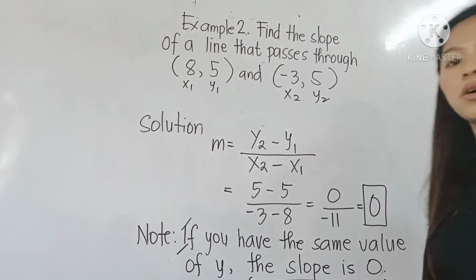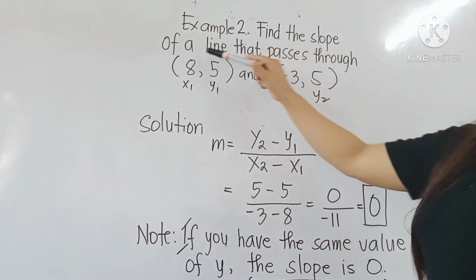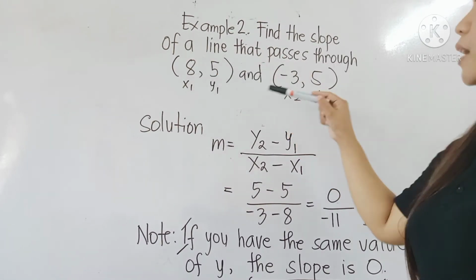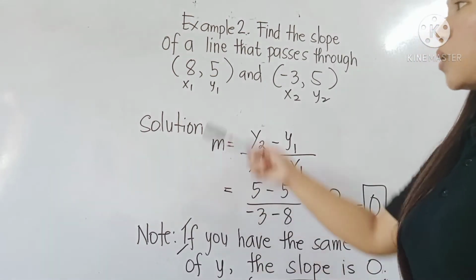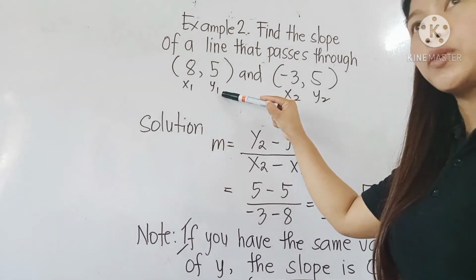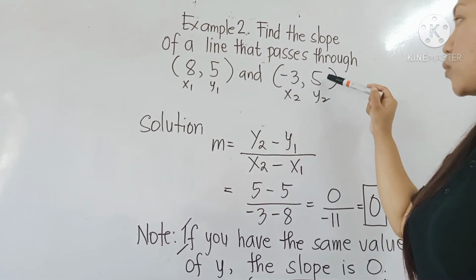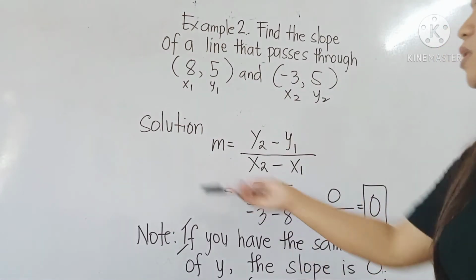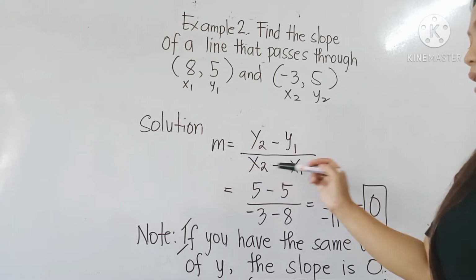Ayan. Okay, so now naman, let's proceed to example number 2. So our example number 2, find the slope of a line that passes through coordinates 8 and 5 and negative 3 and 5. So again, i-label nyo muna siya. Okay, so label natin siya as x sub 1, y sub 1, yung first point, yung first ordered pair, and then si negative 3 as x sub 2 and y sub 2, si positive 5. Mga ordered pairs po ito. Okay? So, let's solve. Slope is equal to y sub 2 minus y sub 1 all over x sub 2 minus x sub 1.